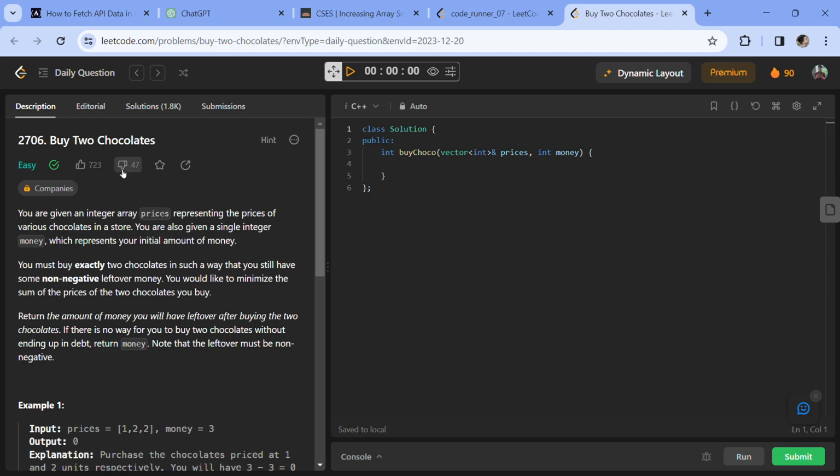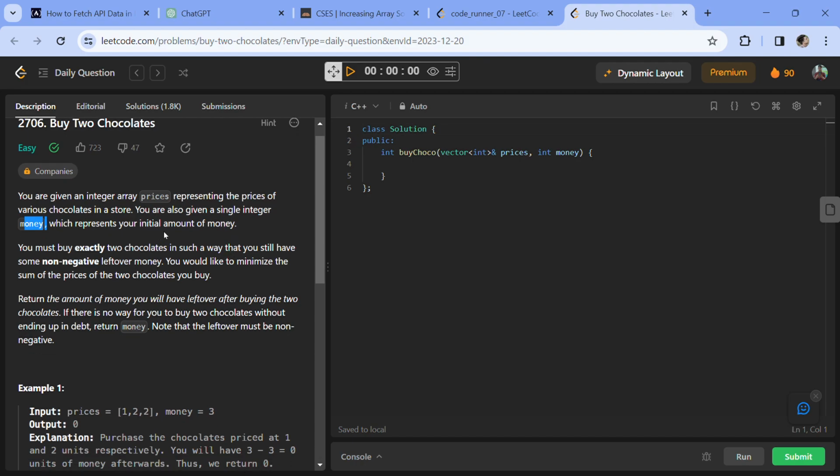In this video, I am going to explain the Buy Two Chocolates LeetCode easy question. In this question, we are given an integer array named prices, which represents the prices of various chocolates in the store. So we have an array of prices, and you are also given a single integer money, which will represent our initial amount of money.